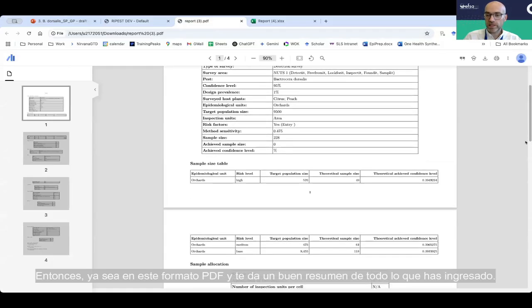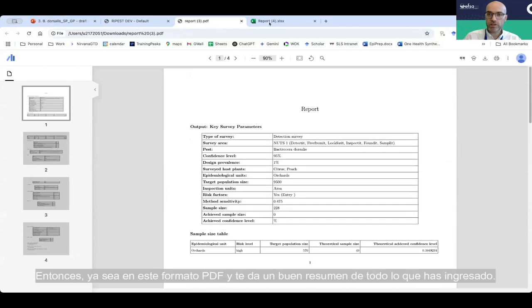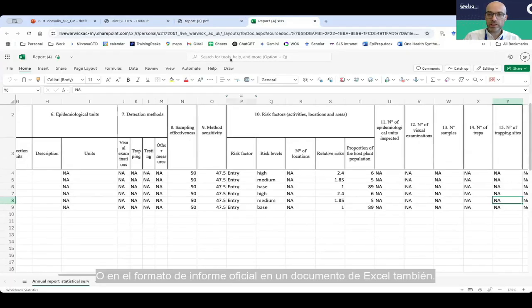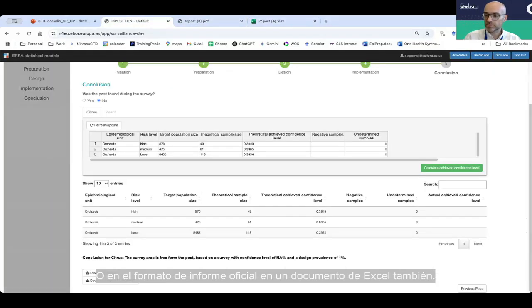And we can also download the reports in different formats, either in this PDF format, which gives you a nice summary of everything that you've entered, or in the official reporting format in an Excel document as well.